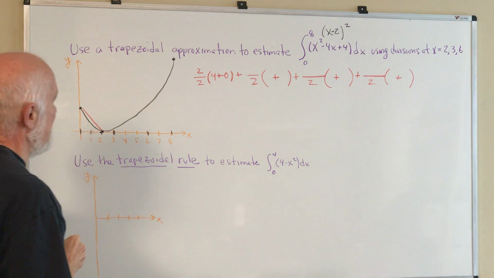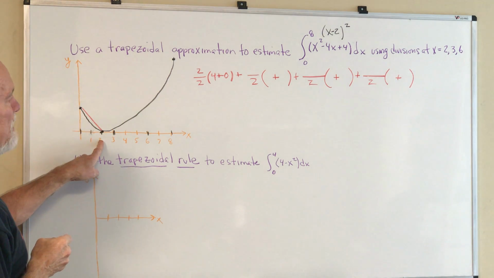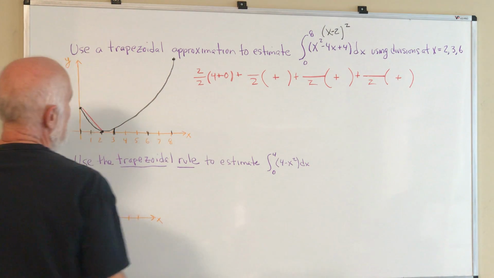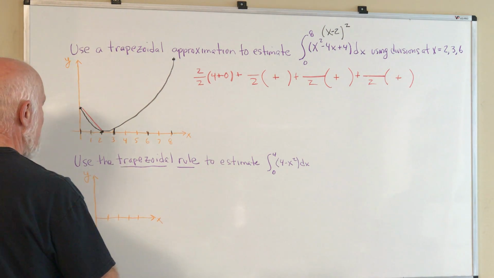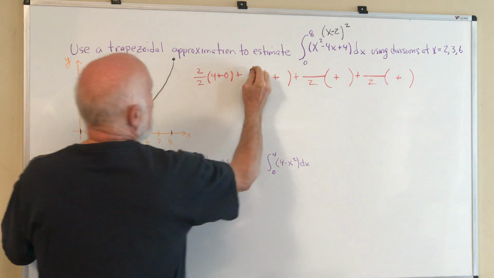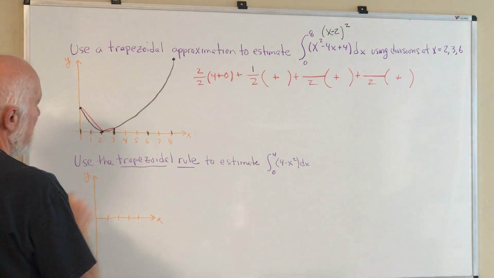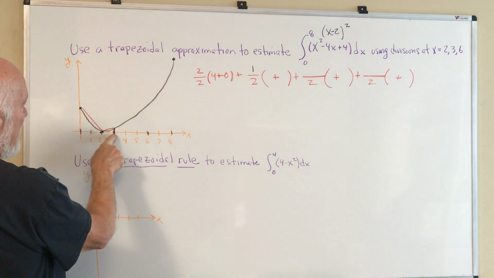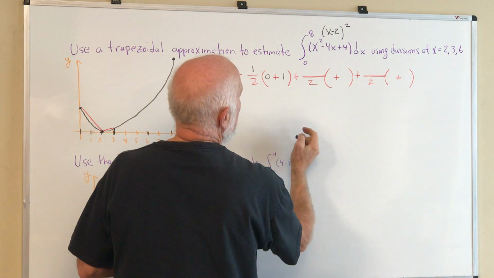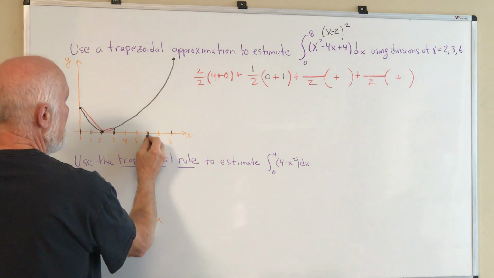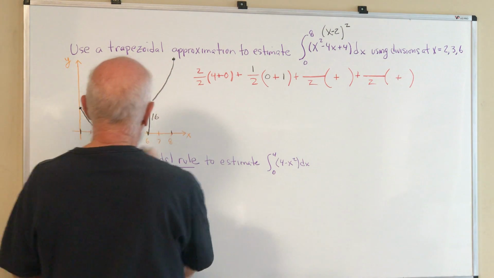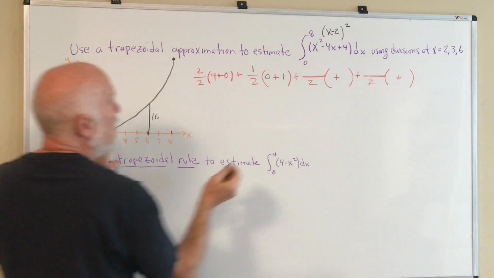So what's the next one? Now I'm going from 2 to 3. Well, if I put in 3, I'm only up at 1. So my trapezoid here is going to be, my height is 1, and my bases are 0 and 1. Well, the next trapezoid goes all the way to 6. If I put 6 in here, I get 16 for that side, and this side is still 1.